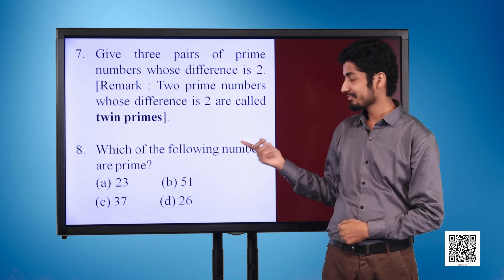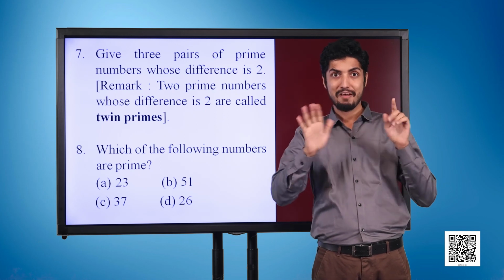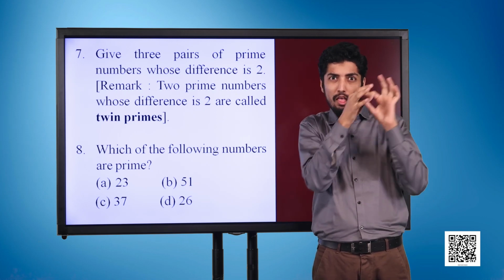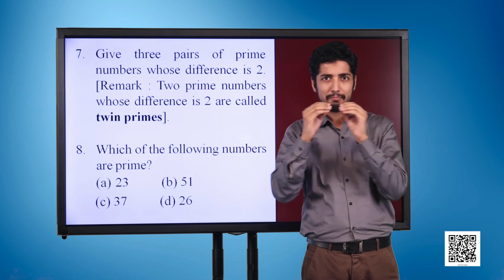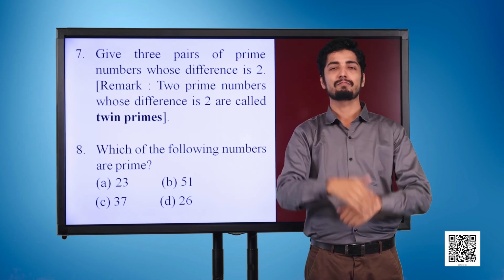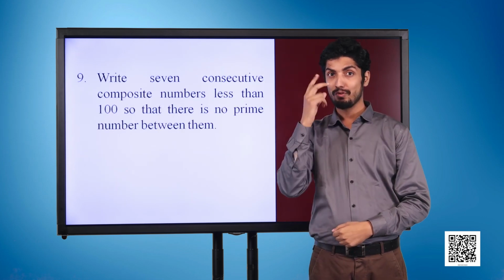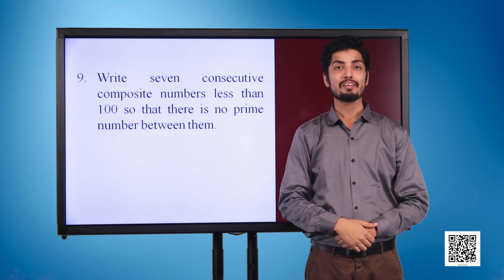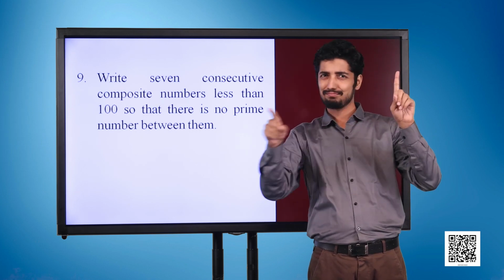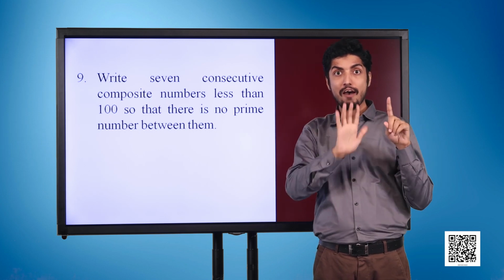8. Which of the following numbers are prime? A. 23, B. 51, C. 37, D. 26. 9. Write 7 consecutive composite numbers less than 100 so that there is no prime number between them.